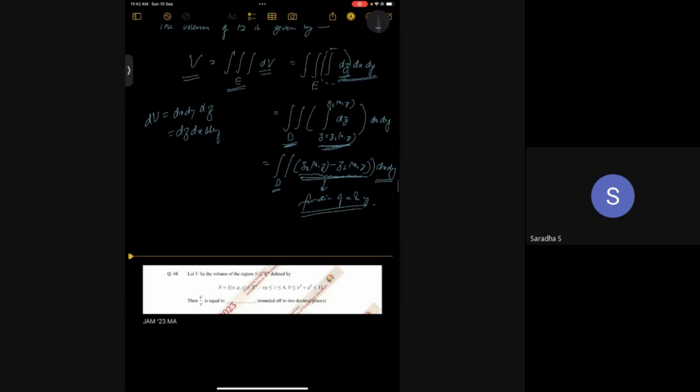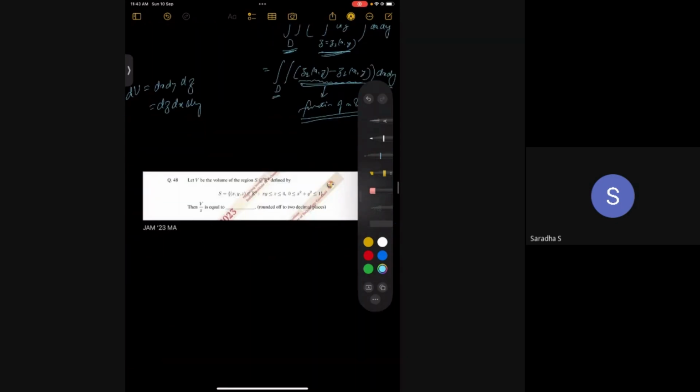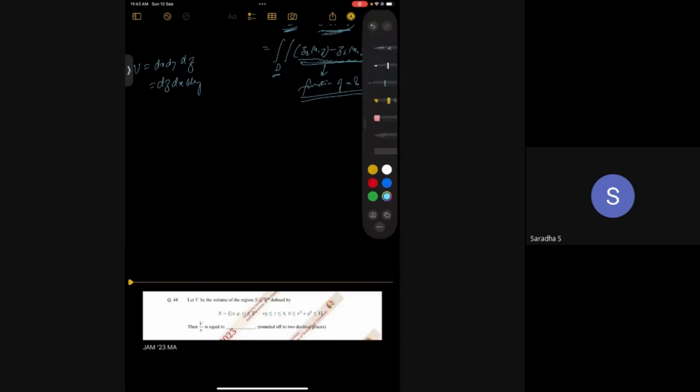Okay. This is our volume. Notice that this is our volume V, volume of the solid E. And volume integrals are also computed similarly like this. Like suppose we are given volume integrals.